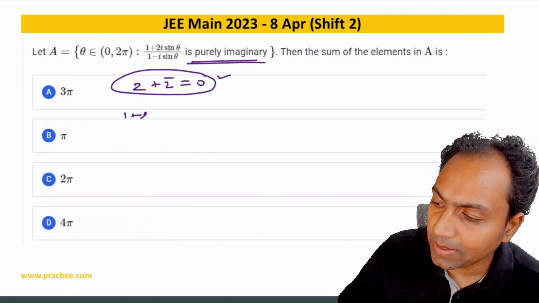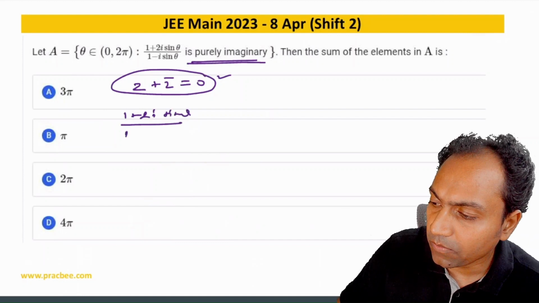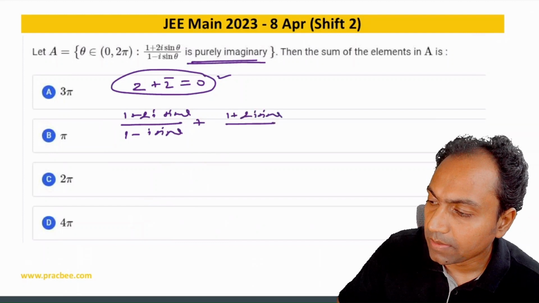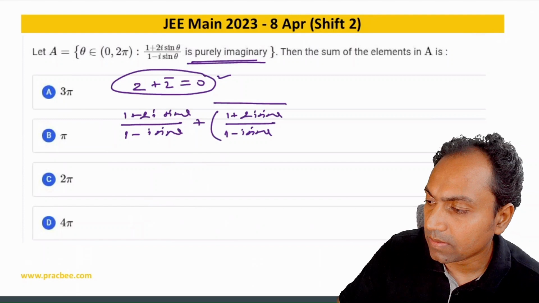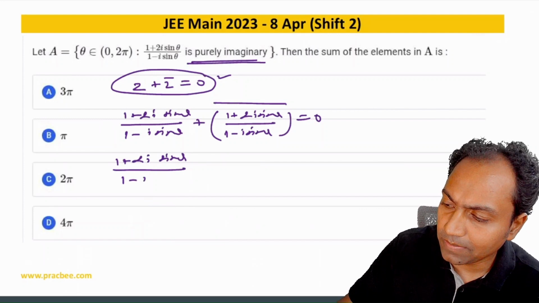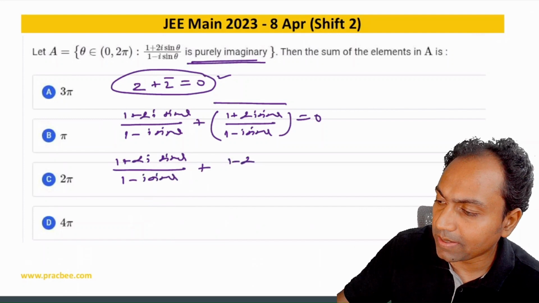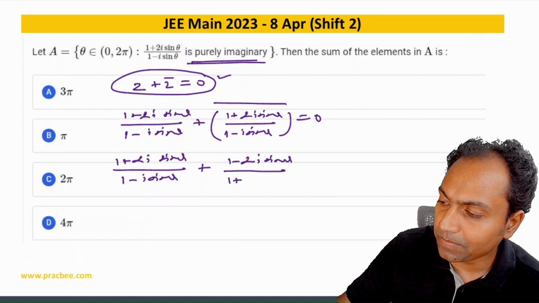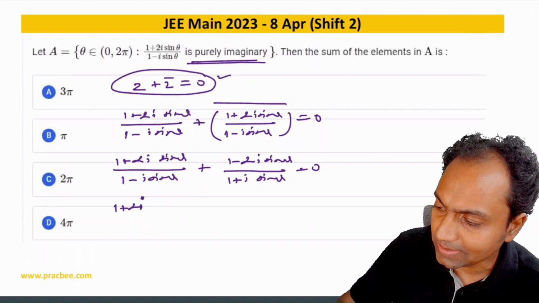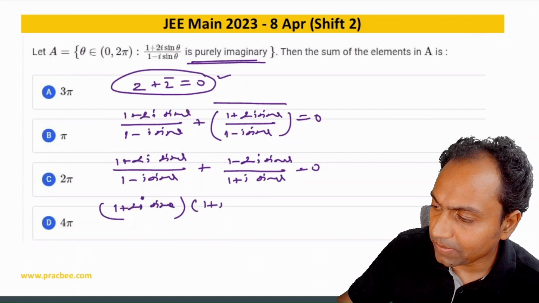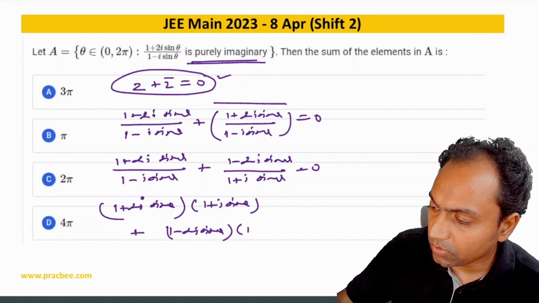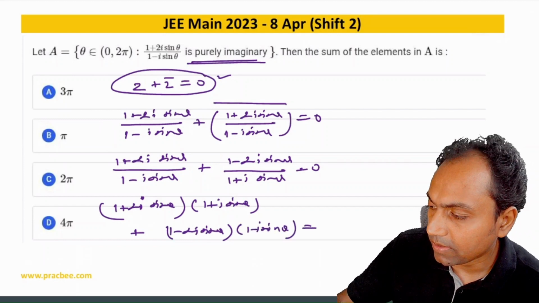If I take (1 plus 2i sine theta) by (1 minus i sine theta), and add it to its bar, that is (1 plus 2i sine theta) by (1 minus i sine theta) whole bar, this will be equal to 0. If I simplify this, it is (1 plus 2i sine theta) by (1 minus i sine theta) plus (1 minus 2i sine theta) by (1 plus i sine theta), equal to 0. And if I cross multiply, what I get is (1 plus 2i sine theta) into (1 plus i sine theta) plus (1 minus 2i sine theta) into (1 minus i sine theta) equal to 0.